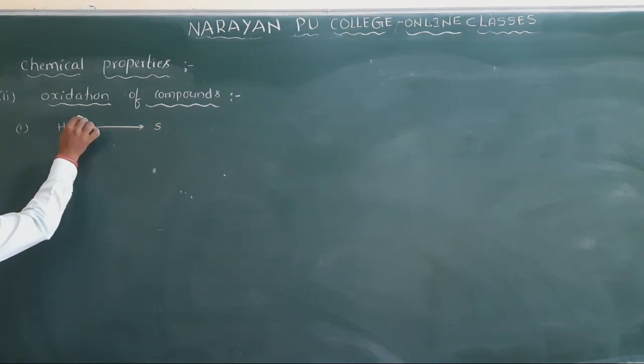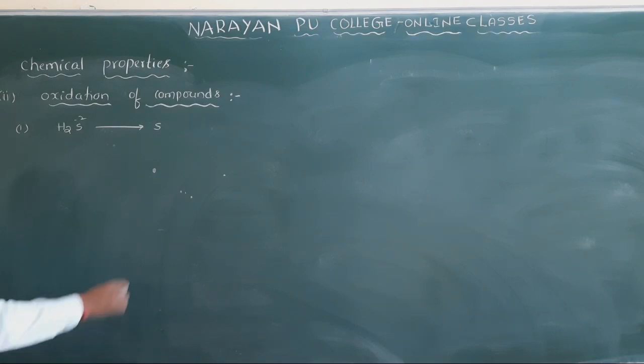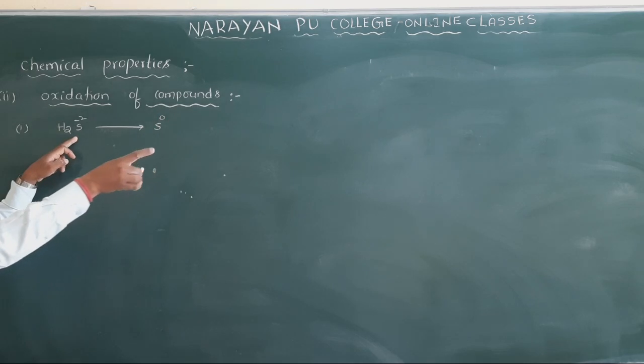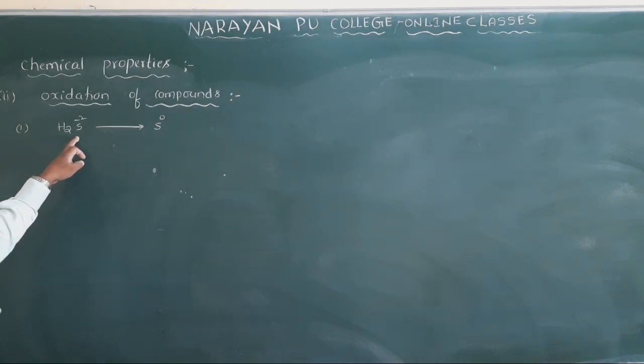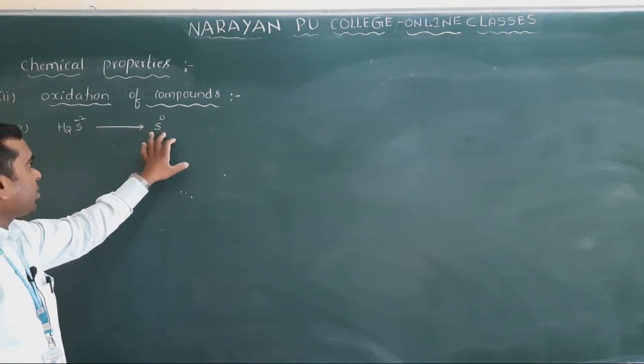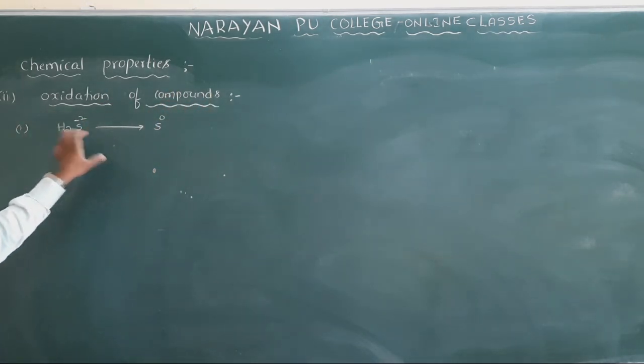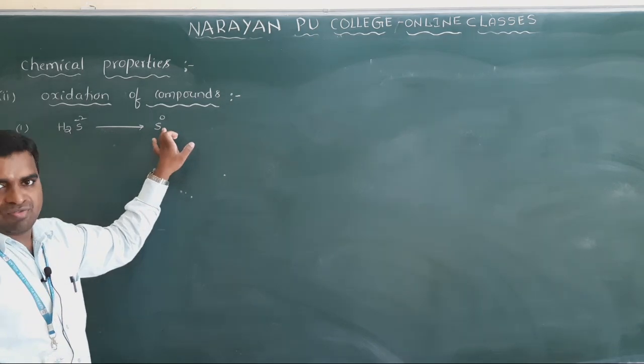Clear? You know what is the oxidation number of the sulfur here? -2. And here what is it? 0. -2 to 0 means the oxidation number is increasing. Increasing oxidation number, what do we call it? Oxidation. This compound undergoes oxidation in the presence of which one? HNO3. It means HNO3 oxidizes the H2S into sulfur.